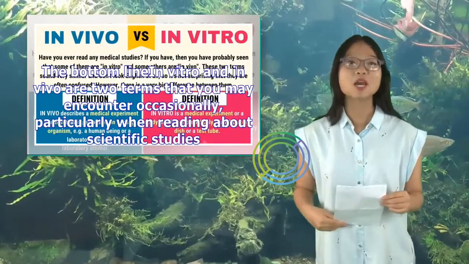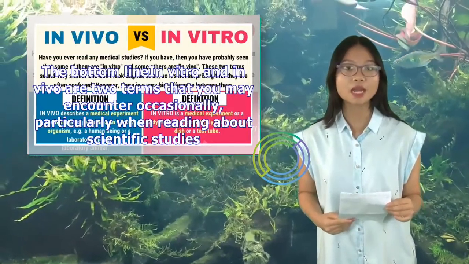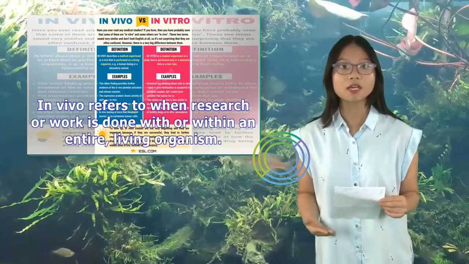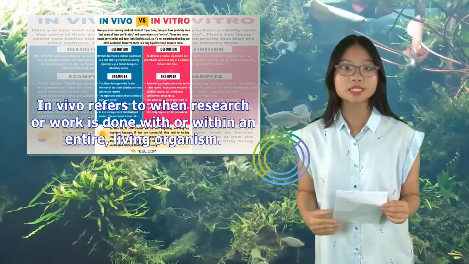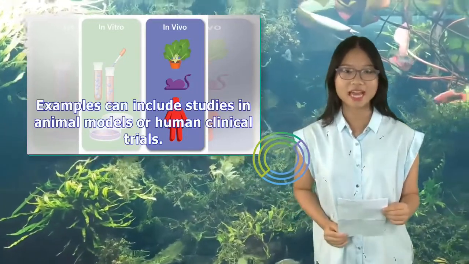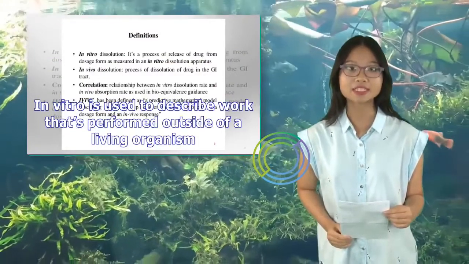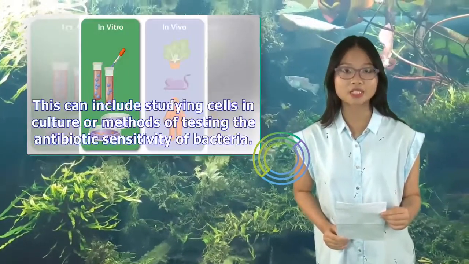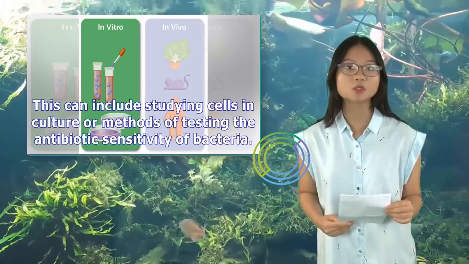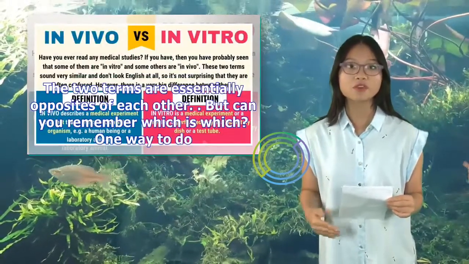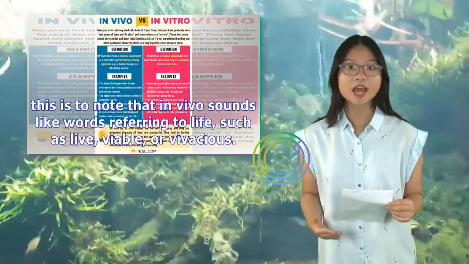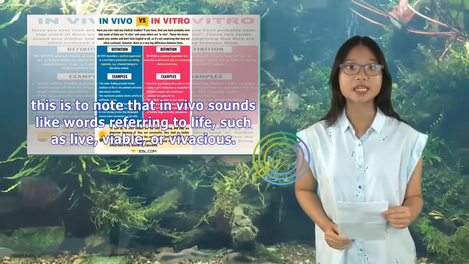The bottom line: in vitro and in vivo are two terms that you may encounter occasionally, particularly when reading about scientific studies. In vivo refers to when research or work is done with or within an entire, living organism. Examples can include studies in animal models or human clinical trials. In vitro is used to describe work that's performed outside of a living organism. This can include studying cells in culture or methods of testing the antibiotic sensitivity of bacteria. The two terms are essentially opposites of each other. But can you remember which is which? One way to do this is to note that in vivo sounds like words referring to life, such as live, viable, or vivacious.